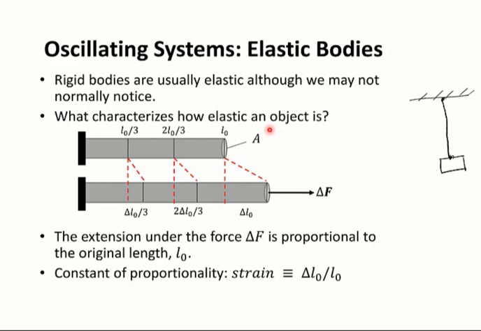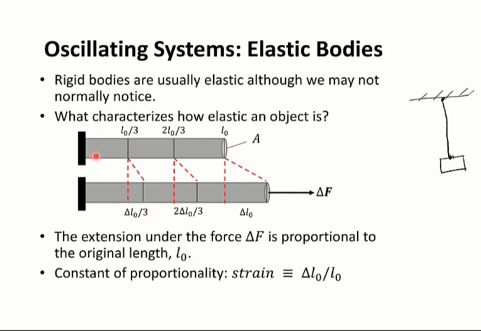Now, what is the thing that characterizes an elastic object? Well, you can say that an elastic object obeys Hooke's law. That is, the force is proportional to the deformation, okay? But here you can say another thing, that is, the extension under the force is actually proportional to the original length. These two statements are equivalent. So what does it mean?